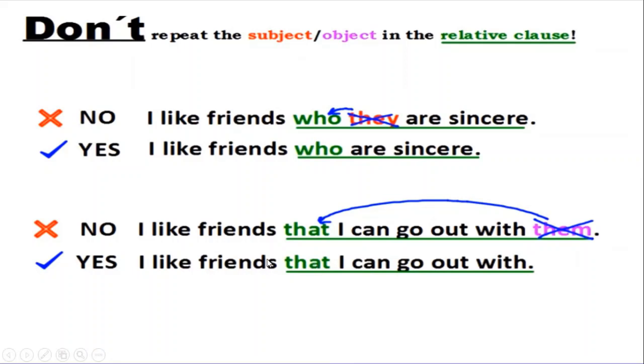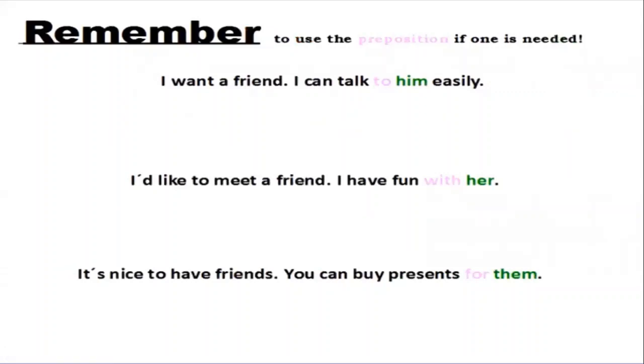And let me ask you one more time. Where or what is the relative clause? That I can go out with. All right, that I can go out with. Good. What type of relative clause is this one? Object or subject? Object. Great, right? Very good. Why is it object? Because the relative pronoun is next to the subject. Very good, miss.